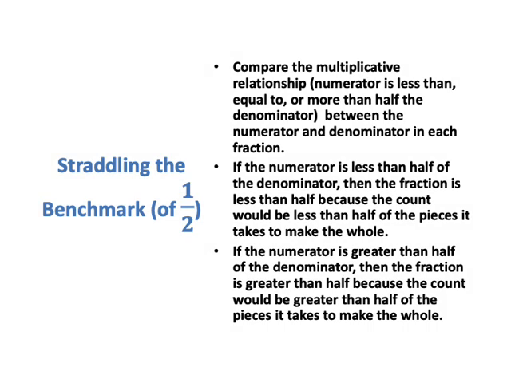So compare the multiplicative relationship between the numerator and denominator in each fraction, where the numerator is less than, equal to, or more than half the denominator. In other words, the number of pieces that we have is less than, equal to, or more than half the number of pieces that it takes to make a whole. If the numerator is less than half of the denominator, then the fraction is less than half, because the count would be less than half of the pieces it takes to make a whole. If the numerator is greater than half of the denominator, then the fraction is greater than half, because the count would be greater than half of the pieces it takes to make a whole.